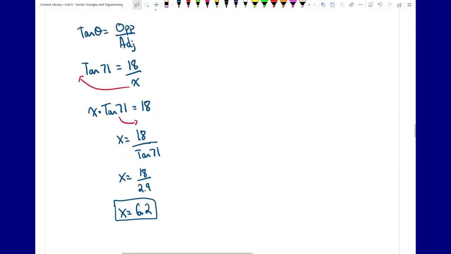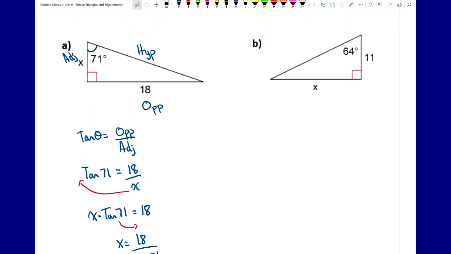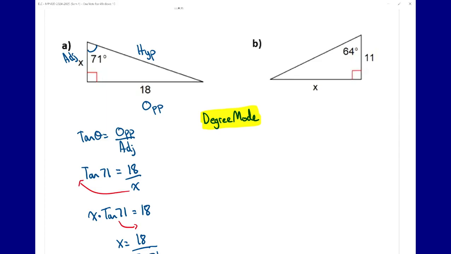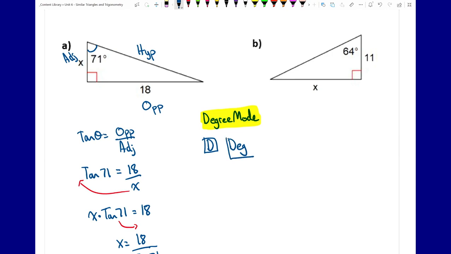Now, one thing to note, if you didn't get that value, but you're confident you plugged everything in, make sure your calculator is in degree mode. Your calculator needs to be in degree mode when you're doing this. Basically, it's saying we're going to look at angles and refer to them with the units of degrees. So make sure you're in degree mode. Now, what you're looking for is something that says D or maybe DEG on your calculator.